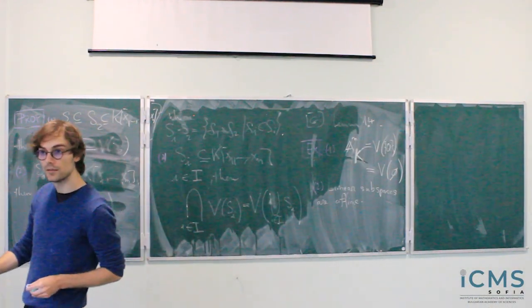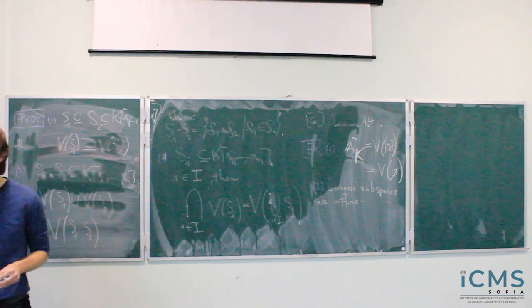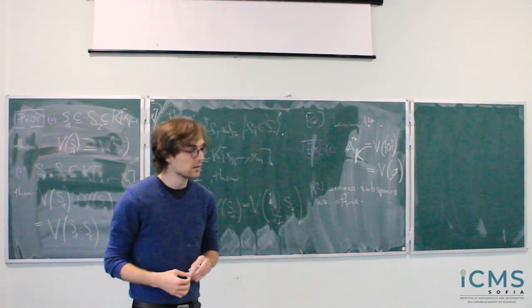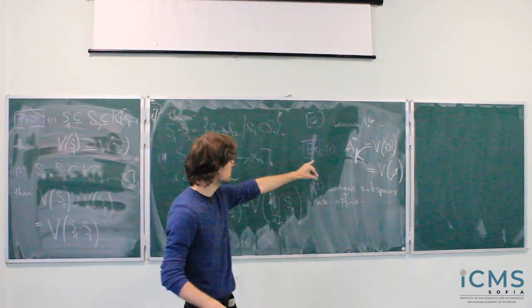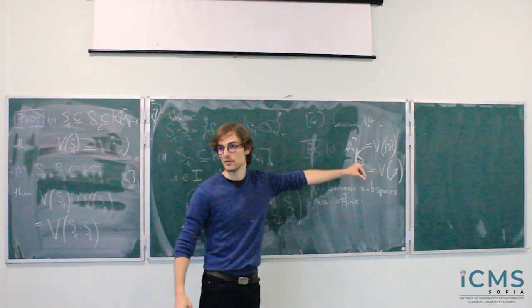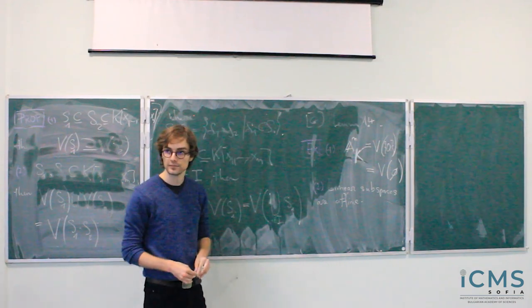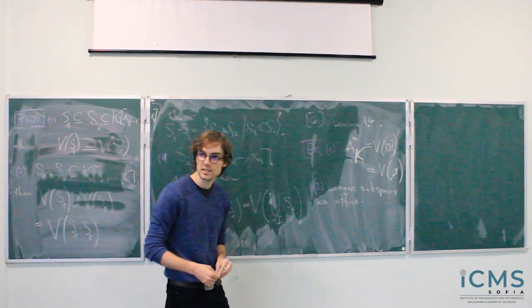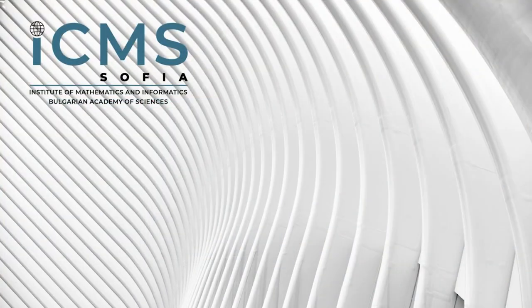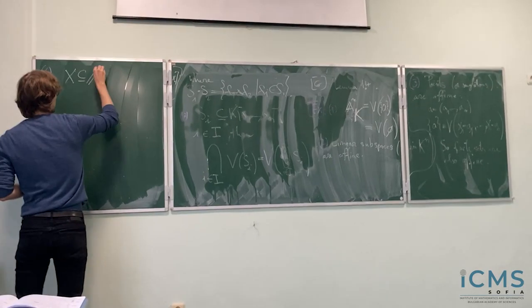So if you study linear subspaces, does it mean finite dimensional? These will be finite dimensional because they are considered in A^n over K. But linear subspaces, what does it mean? Oh, linear subspaces are given by linear equations.